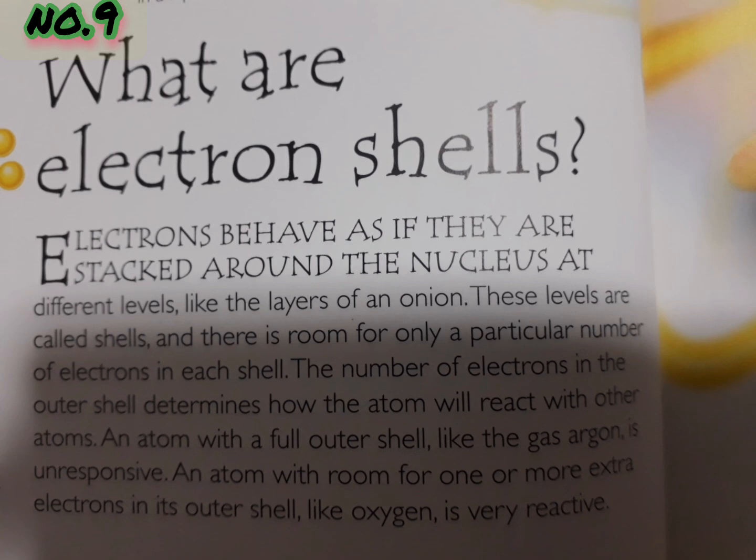What are electron shells? Electrons behave as if they are stacked around the nucleus at different levels, like the layers of an onion. These levels are called shells, and there is room for only a particular number of electrons in each shell. The number of electrons in the outer shell determines how the atom will react with other atoms. Atoms with a full outer shell, like the gas argon, are unresponsive. An atom with room for one or more extra electrons in its outer shell, like oxygen, is very reactive.